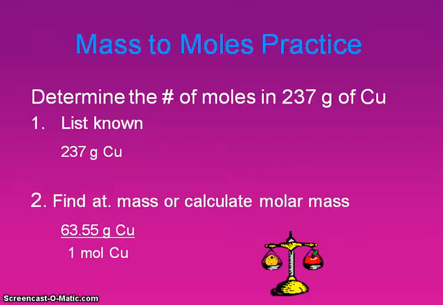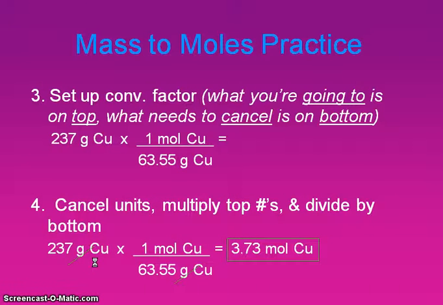This one is going in the reverse. This time it asks us to determine the number of moles in 237 grams of copper. So our known this time is how many grams we have. We're still using copper, so it's still the same atomic mass at 63.55 grams per mole. And when we multiply by our conversion factor, we're going to do 1 over our 63.55 grams. So that way our grams units will cancel and all that will be left over are moles.